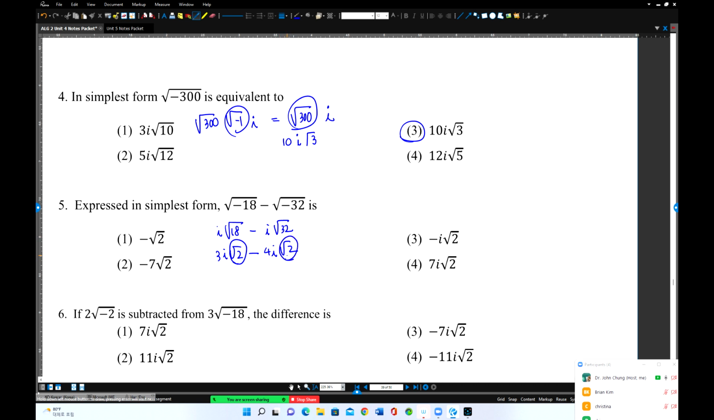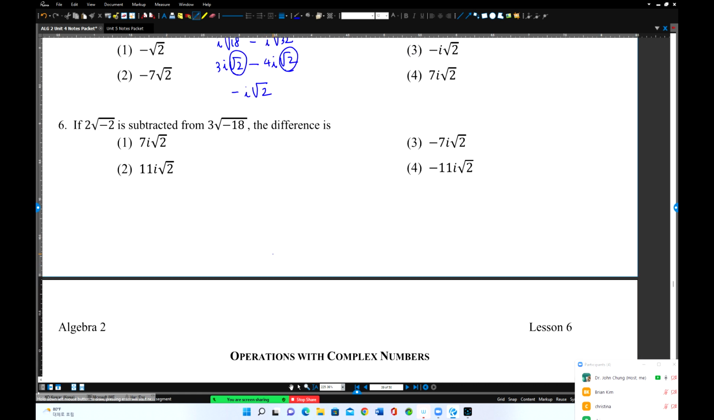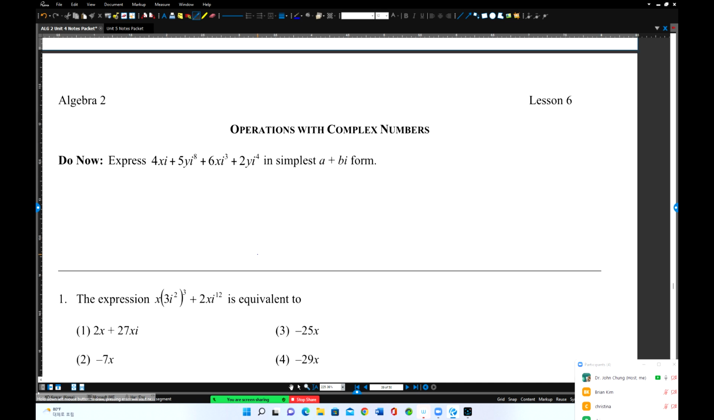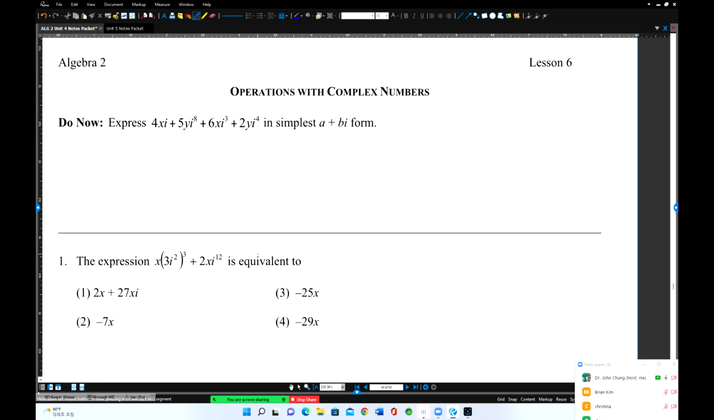Okay? So you can add. 3i minus 4i is how much? 3 minus 4 is what? Negative. Okay? So negative i root 2 is the answer. Okay? Okay, we're going to jump. I think that's okay. I think this is okay.